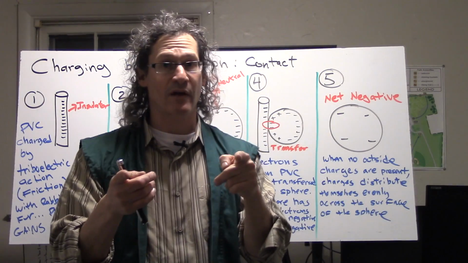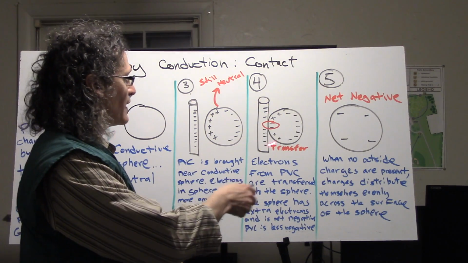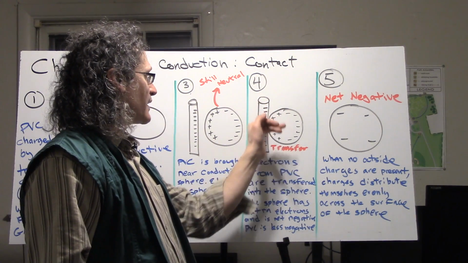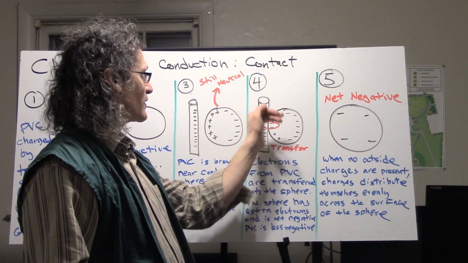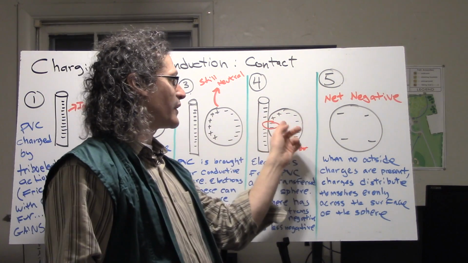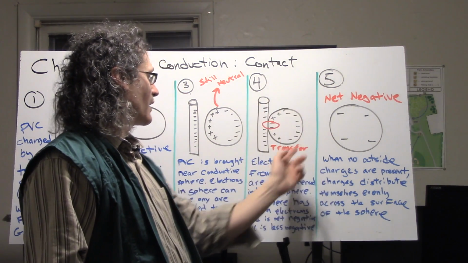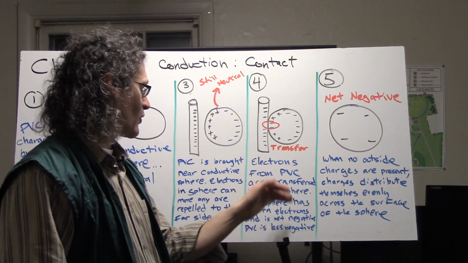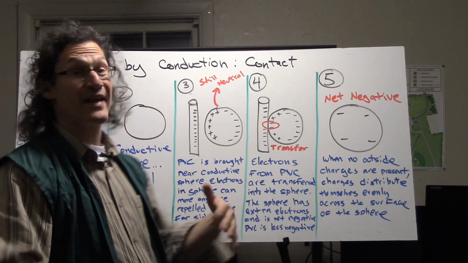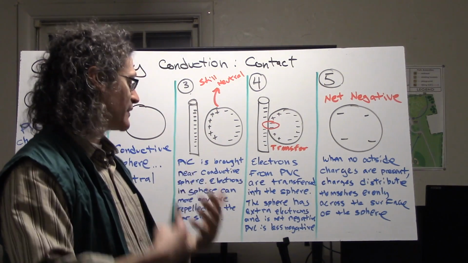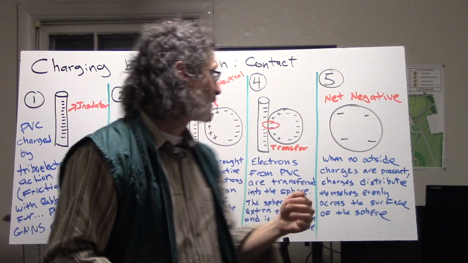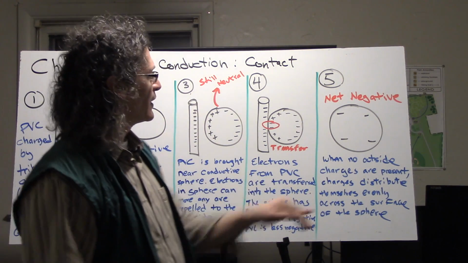However, what happens when contact is made? When contact is made, then there's this transfer of charge. The negatives, so these electrons here from the PVC, will move into the conductive sphere, and this will gain a few electrons. So they're transferred to the sphere, and the sphere now has extra electrons, making it net negative. PVC is still negative, just a little less negative, that's all. So its outlook is a little brighter.